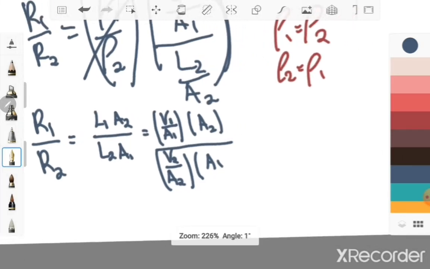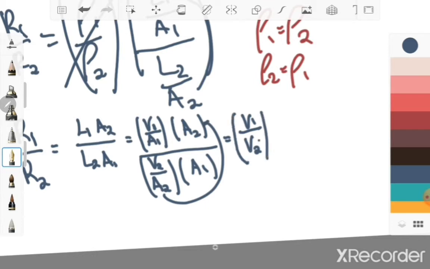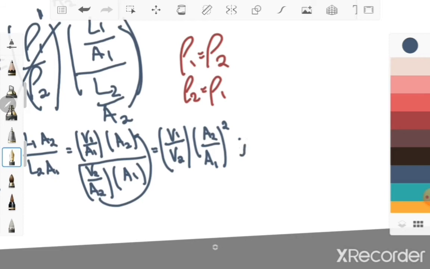So therefore, we may say we have an equation equal to V1 over V2. I can raise this, it becomes A2 squared over A1 squared. So I can take out the square. Since they have the same volume, take note that V1 is equal to V2. So therefore, I may cancel V1 over V2, because V1 over V2 is equal to V1 over V1, which is also equal to V2 over V2, which is equal to 1. Alright, this is 1.